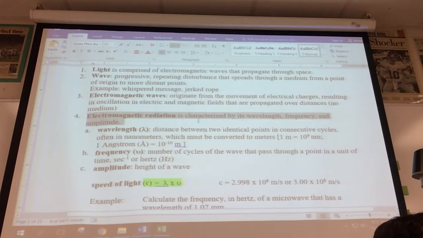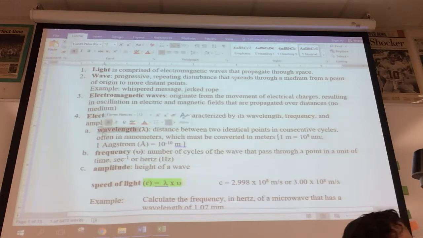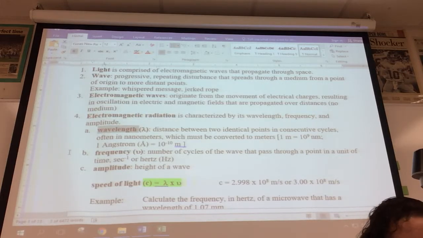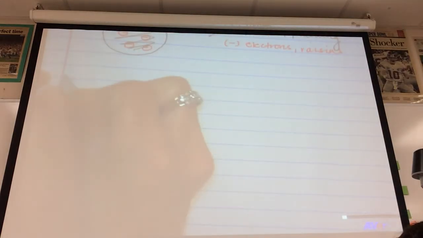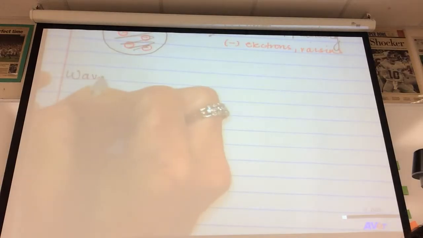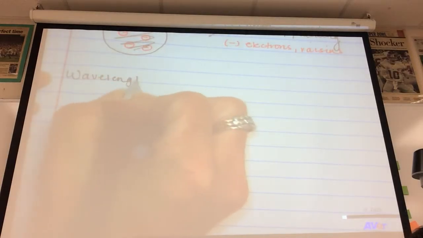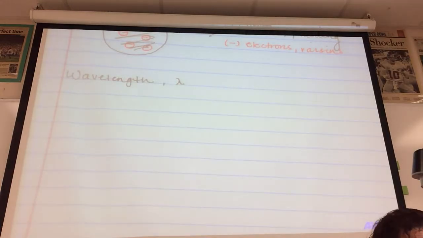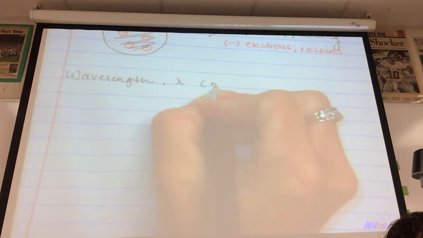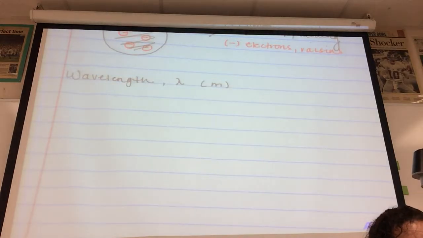Electromagnetic radiation is characterized by some common features. One is wavelength, one is frequency, one is amplitude. The wavelength, you should recall from both honors chemistry and math. So wavelength is abbreviated with a lambda. You better have a unit of meters or you are going to crash and burn.